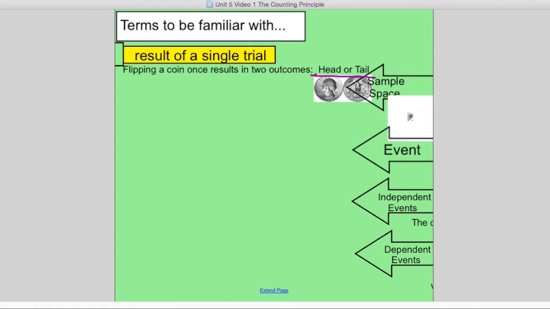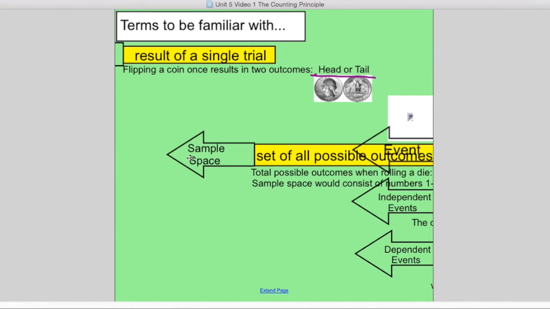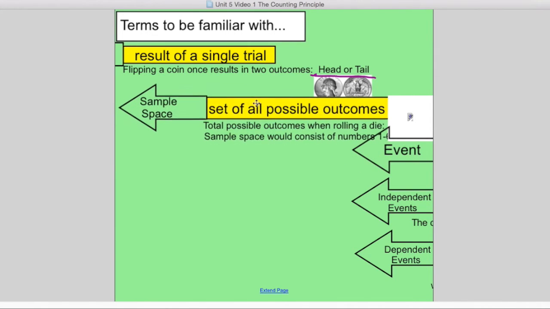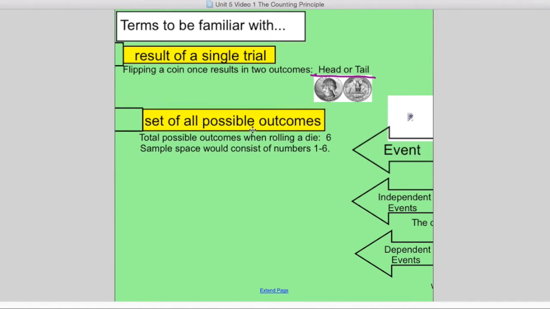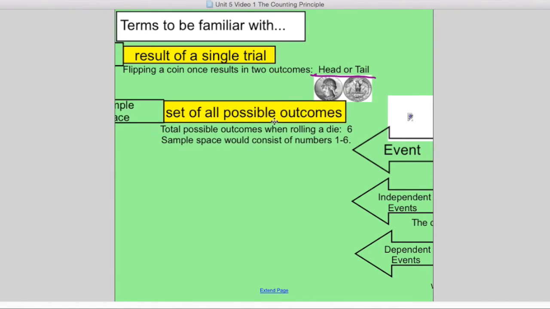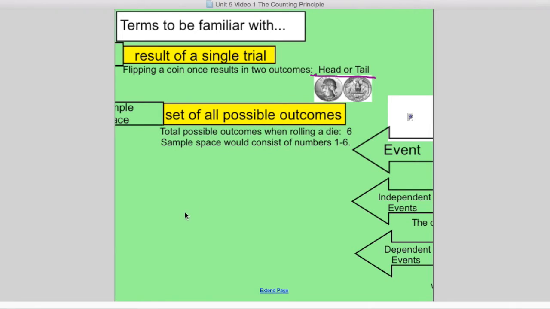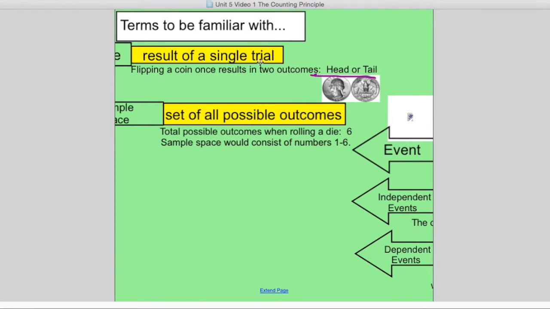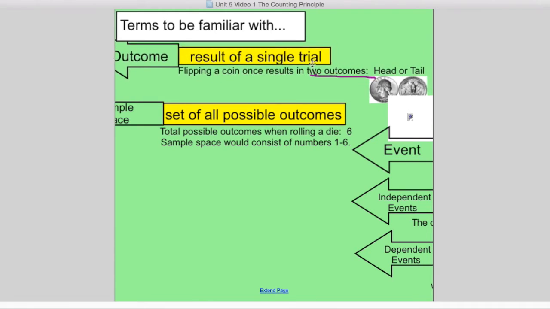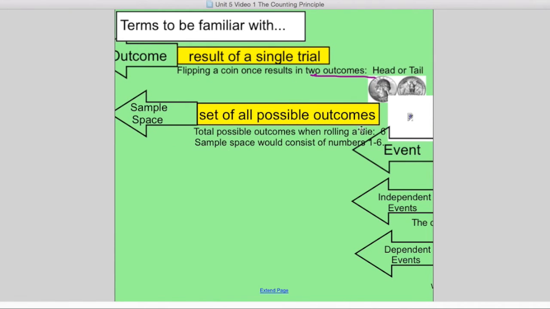The next thing is a sample space. A sample space is a set of outcomes. So the total possible outcomes when rolling a die, there are 6. If you wrote out the sample space, you would write out 1, 2, 3, 4, 5, and 6. That would be your sample space. So, outcome and sample space.